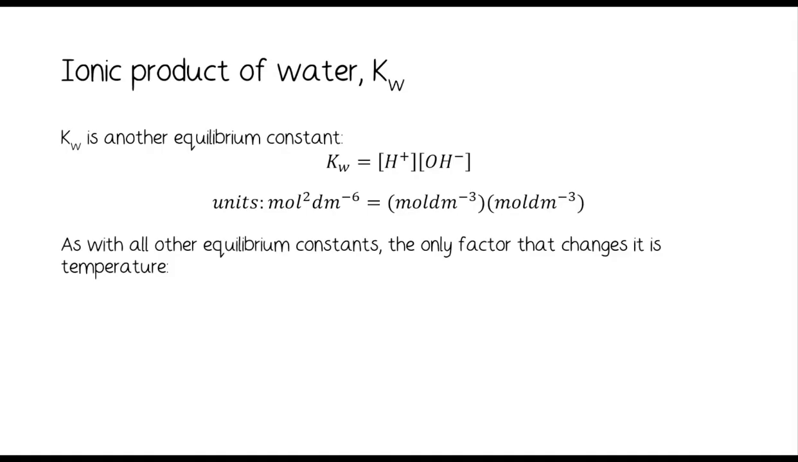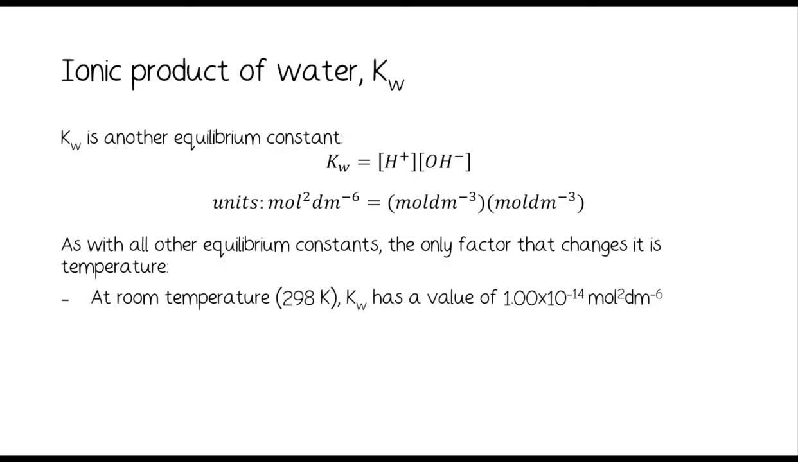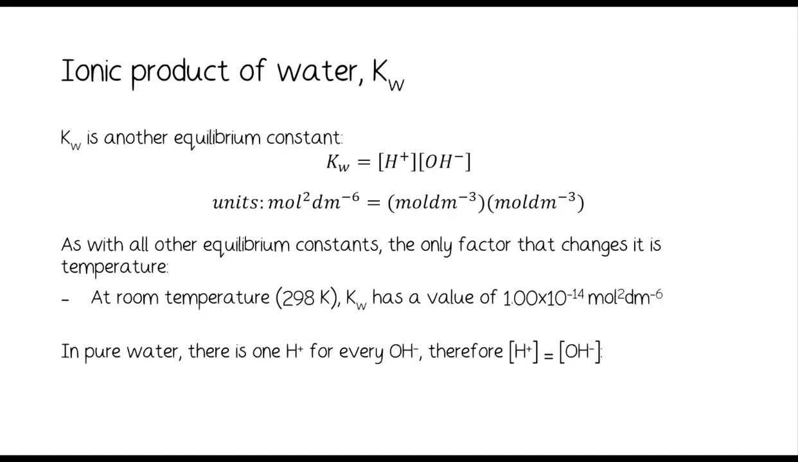As with every other equilibrium constant in existence, the only factor that changes it is temperature, which is why in questions they might say something like the value of Kw at room temperature, 298 kelvin, is 1 times 10⁻¹⁴. In pure water, there is 1 H+ for every OH-, therefore you can assume that the concentration of H+ is the same as OH-. So whenever you have cases of pure water, Kw is equal to [H+] squared. They might give you a question where they want you to find the pH of pure water at a temperature that's different to 298 Kelvin. In that case, you can make this assumption. At 298 Kelvin, Kw is 1 times 10⁻¹⁴.